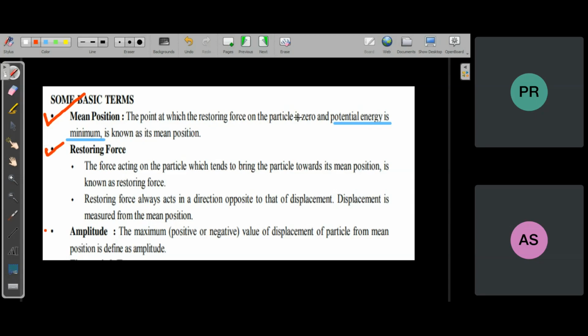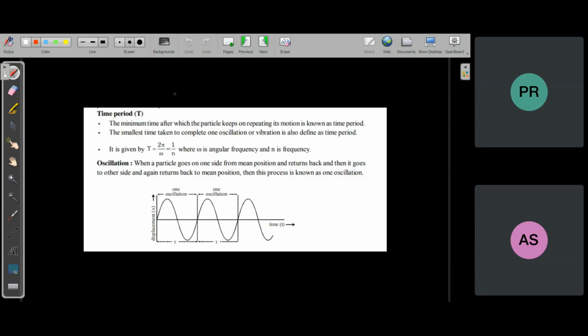Now amplitude you already know, that is the maximum displacement from the mean position is the amplitude. Time period is the time required to complete one oscillation. Time period is 2 pi by omega, where omega is the angular frequency. One oscillation means a particle starts from mean position, goes to one side, returns back, goes to the other side, and then again returns to the mean position. So this is one oscillation.